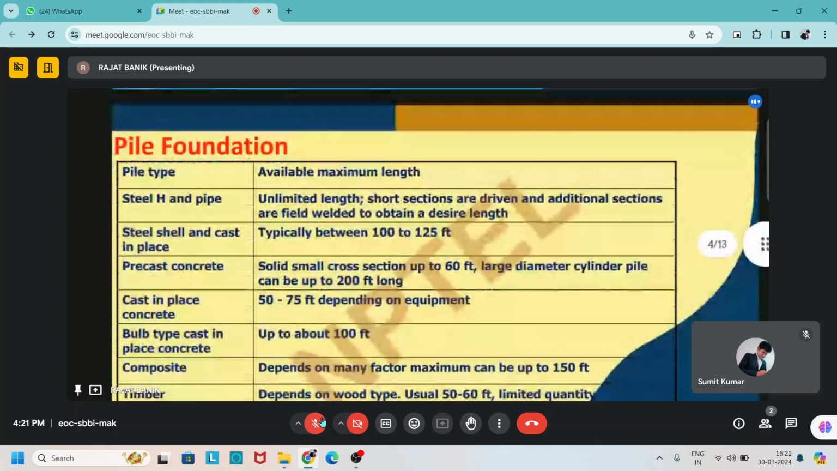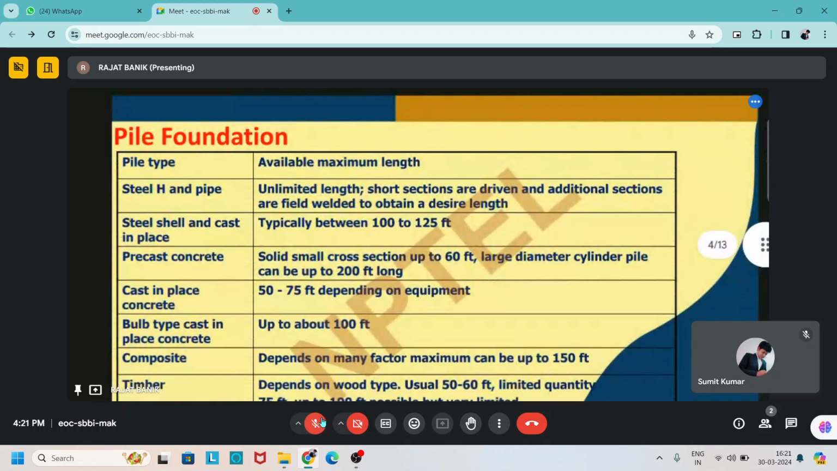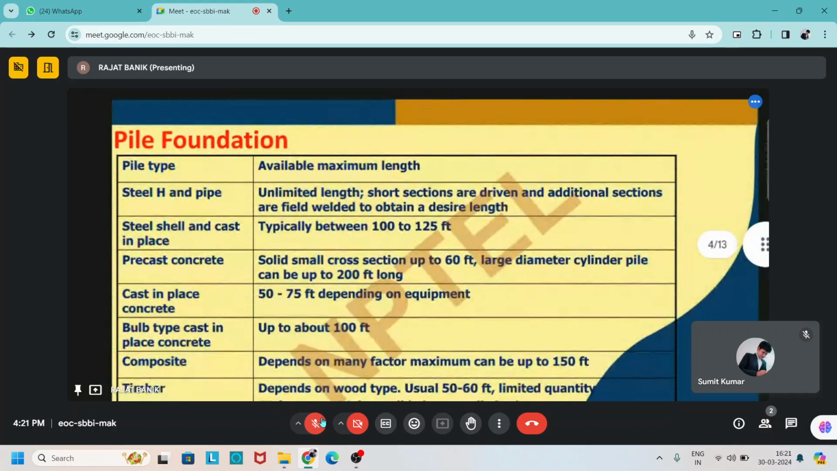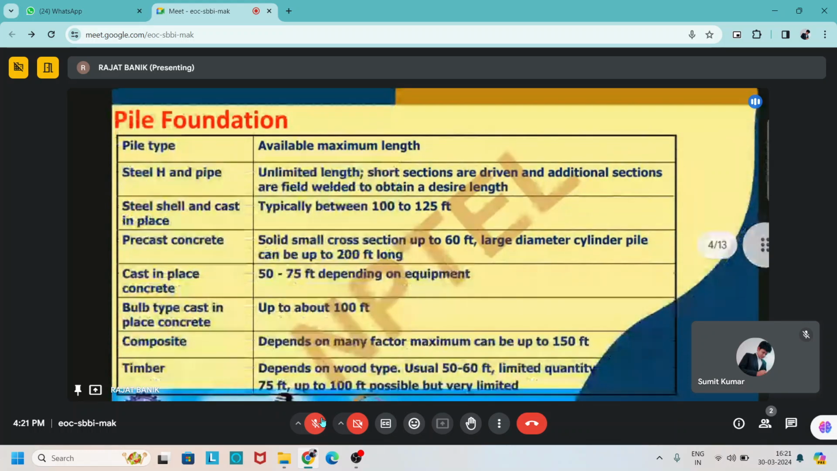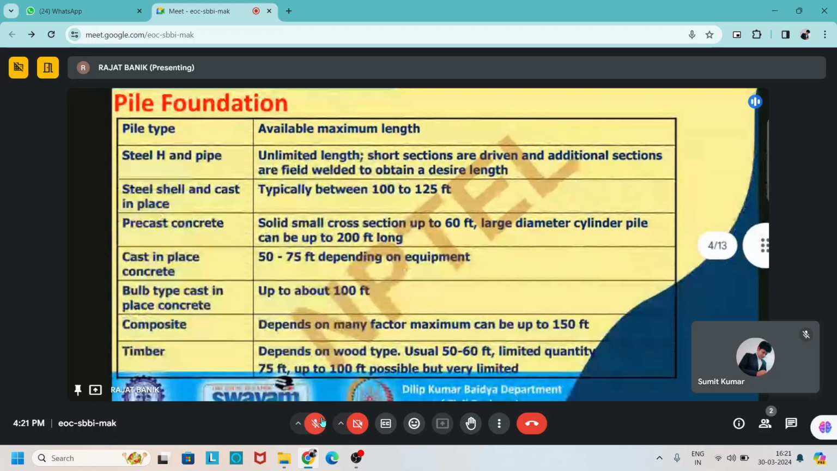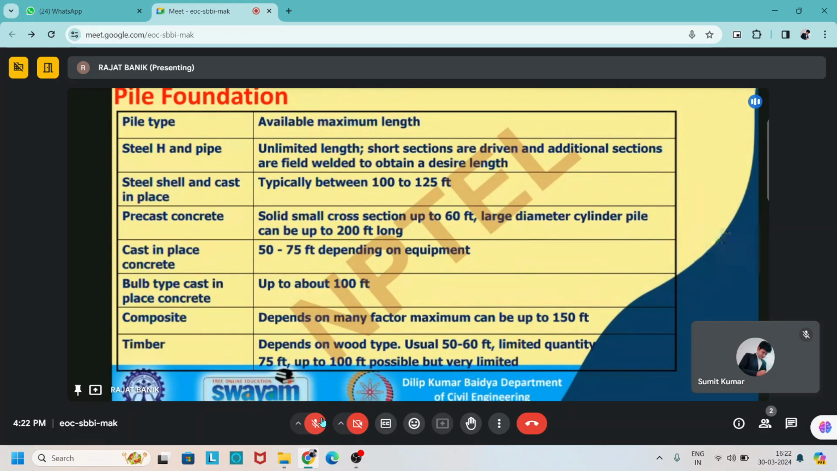Now there is the maximum available length for these different types of material. If you use steel H and pipe type of pile, then we can use only a limited length of pipe; short sections are driven and additional sections are field welded to obtain the desired length. If you use the steel shell and cast in place type pile, then the length is between 100 to 125 feet. If you use precast concrete pile, then the solid small cross section is up to 60 feet and large diameter cylindrical pile can be up to 200 feet long.